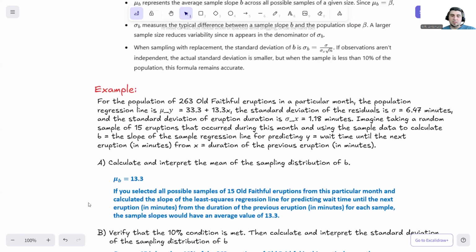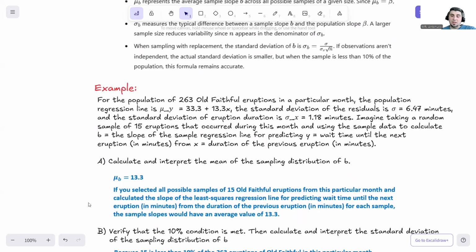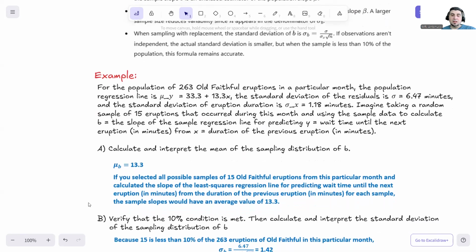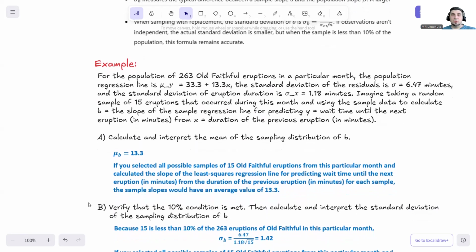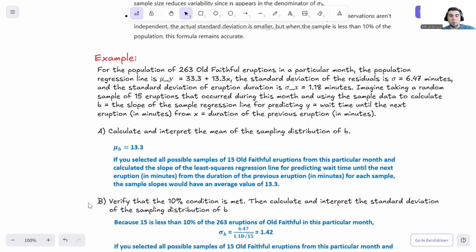Now we want to verify that the 10% condition is met, then calculate and interpret the standard deviation of the sampling distribution of b. Because 15 is less than 10% of the 263 eruptions in that month, we can calculate it and we get 1.42.